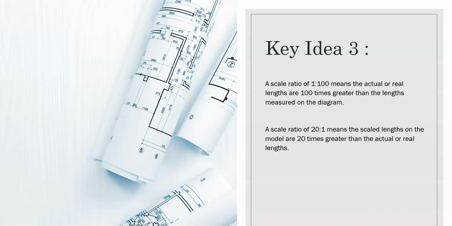Alrighty, key idea number 3. A scale ratio of 1 to 100 means the actual or real lengths are 100 times greater than the lengths on the diagram. Conversely, so the opposite, a scale of 20 to 1 means the scaled lengths on the model or on the diagram are 20 times greater than in real life. So the top example, the drawing is smaller than in real life, but on the second example, the drawing would be bigger than in real life. Okay, so here we would scale up to get the real life object, but here we would scale down to get to the real life object.